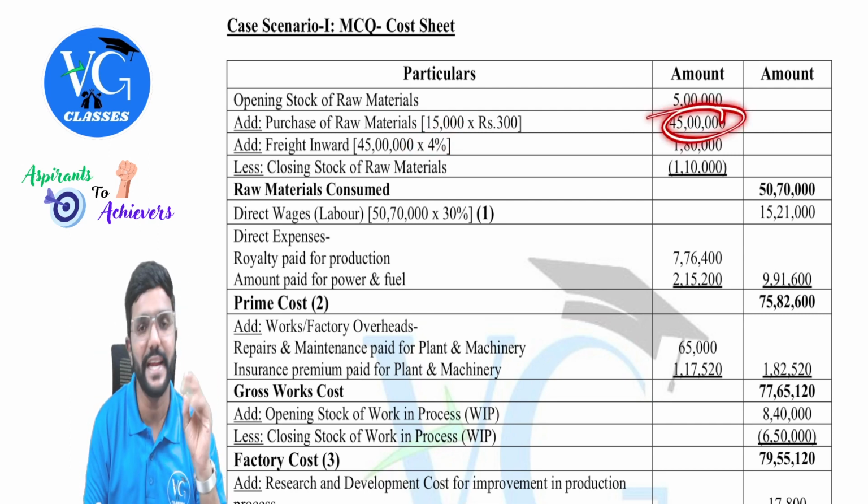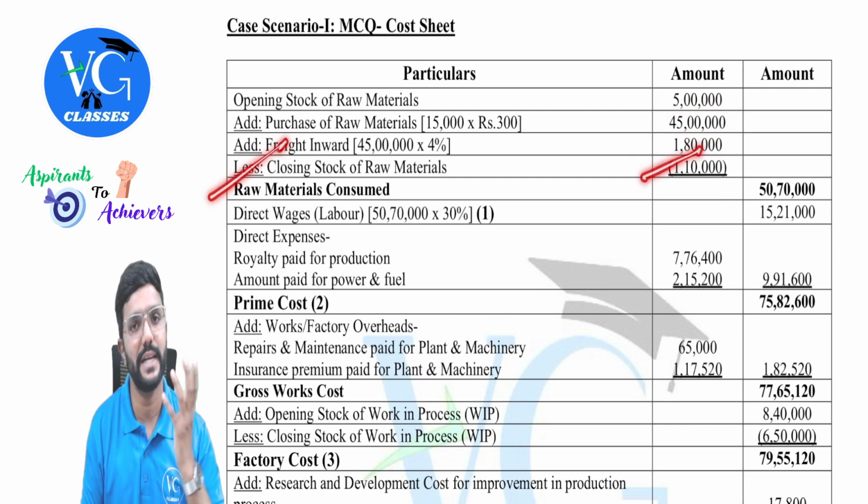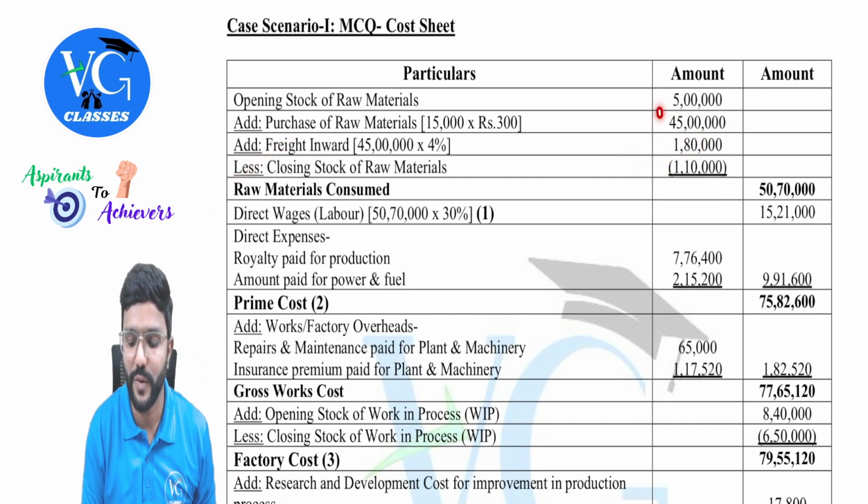Okay, means 45 lakh into 4%. Yes, sir. So we'll get 1 lakh 80,000. Then closing stock of raw material will be 1 lakh 10,000, which is already given in the question. This too was given in the adjustments, guys. Accordingly, we have taken it.